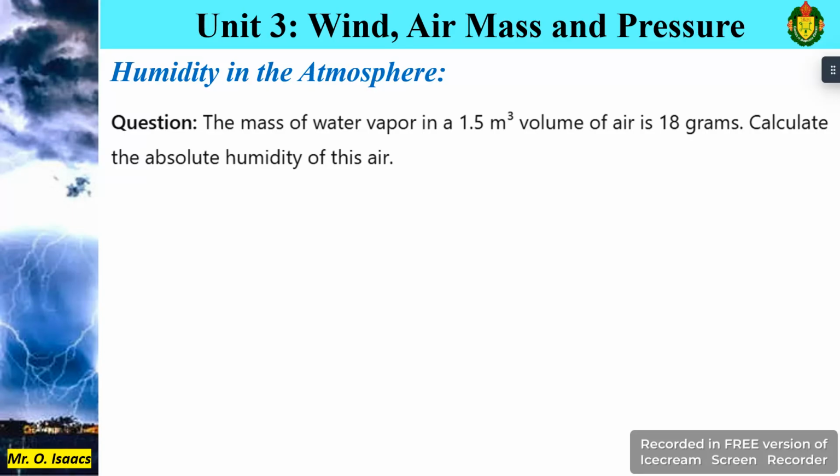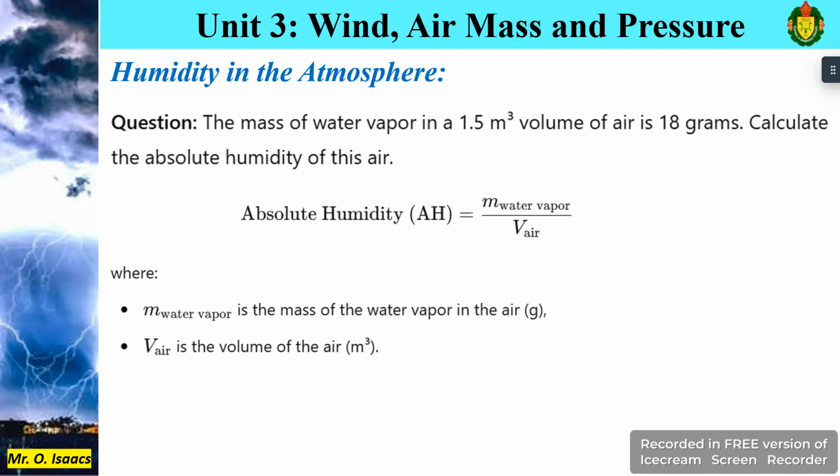So this question says the mass of water vapor in a 1.5 cubic meter volume of air is 18 grams. Calculate the absolute humidity of this air. And of course, you guys are bright sparks, so you'd have already calculated the answer already. But we're going to check your answer with what we have here.